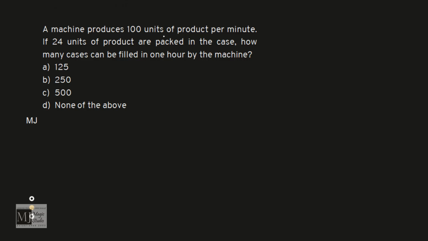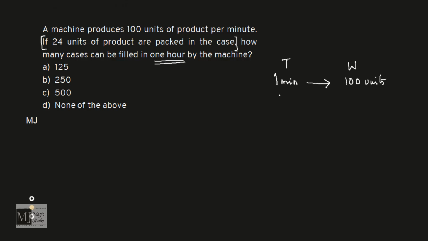A machine produces 100 units of a product per minute. Okay, that means in 1 minute, work done is 100 units. This is time and this is work done. If 24 units of a product are packed in one case, okay, this is another situation of work done. How many cases can be filled up in 1 hour by the machine? So it's simply T and W. And T and W are directly related to each other. As we increase the time, the work done will also increase in the same proportion, isn't it?